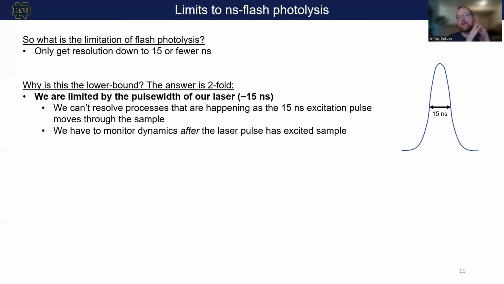So we can't resolve any processes happening at the 15 nanosecond and shorter time scale, because anytime the laser is still moving, you get a lot of laser scatter and a lot of processes that are continually being generated. In basically every transient absorption experiment, and even in time-resolved photoluminescence experiments, you're essentially limited to the actual pulse width of the laser. You can't typically see things on the order of the pulse width. You have to wait for that laser pulse to pass, and then you can start seeing all those dynamic processes. And of course, these days we know there are a lot of interesting processes that happen on the 15 nanosecond and shorter time scale. So we're definitely limited by our resolution due to that laser.